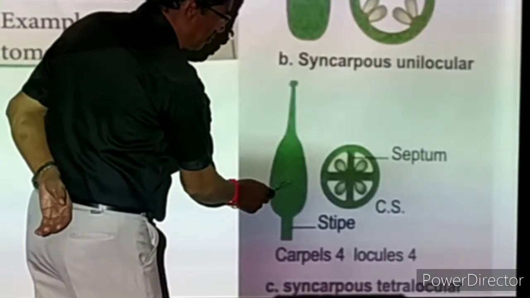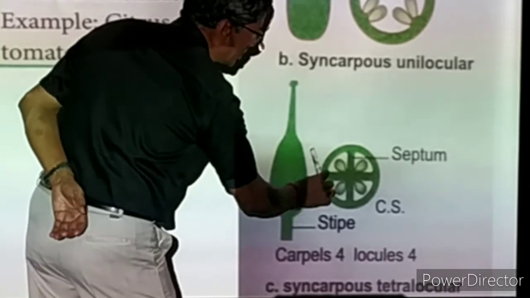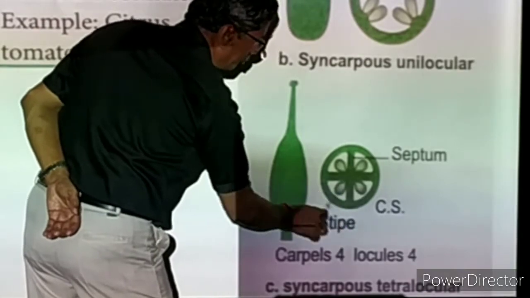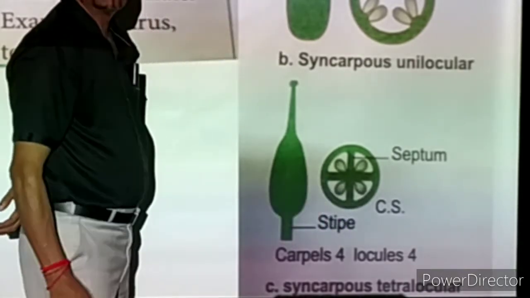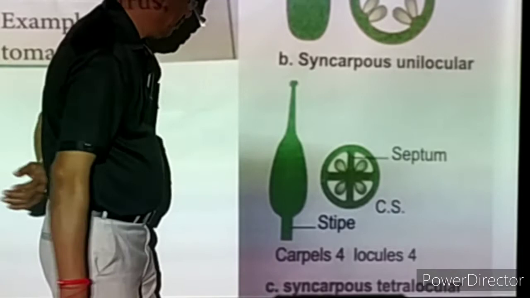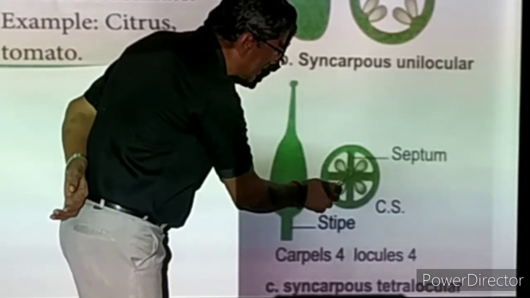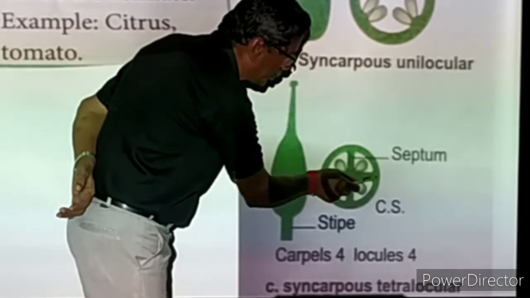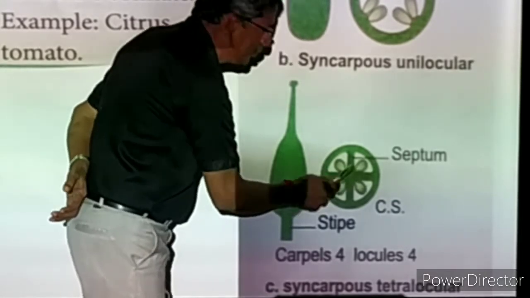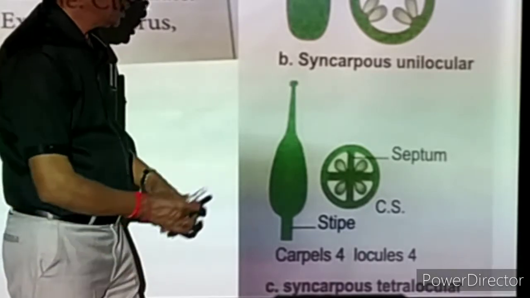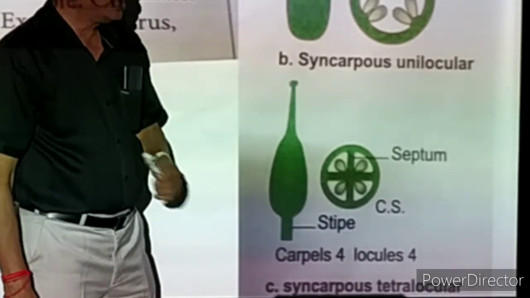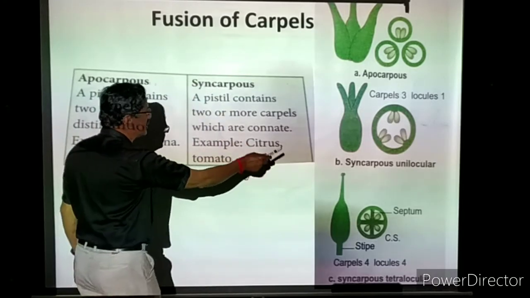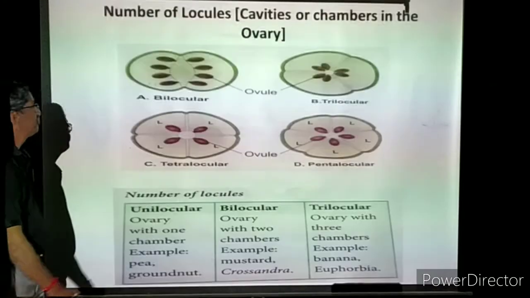Even in this example we can say, this is the cross section of the ovary. In that this is one carpel, second, third, fourth. So four carpels are there. So it is a tetracarpellary ovary. In the tetracarpellary, the side walls are fused. Now this is the side wall for this as well as this. Both are fused. Here also the side walls are fused. They are not present separately. So this is also called what? Syncarpus. So apocarpus and syncarpus we have completed.